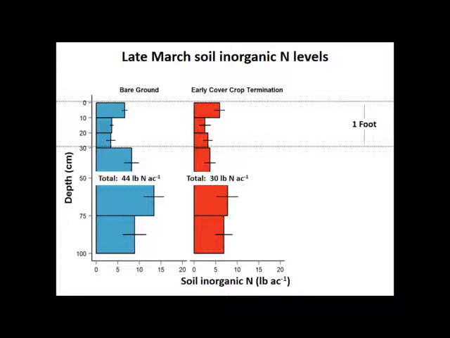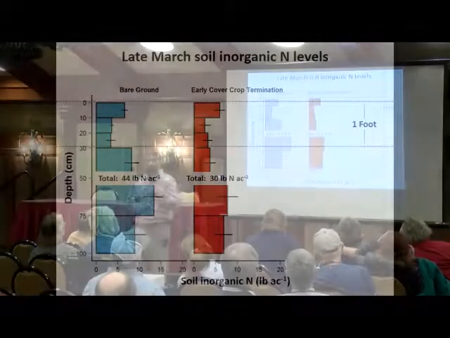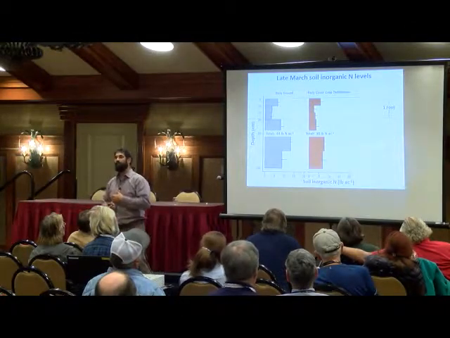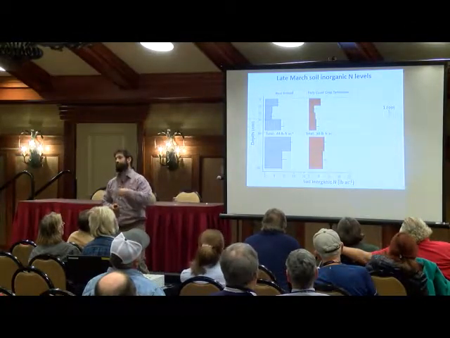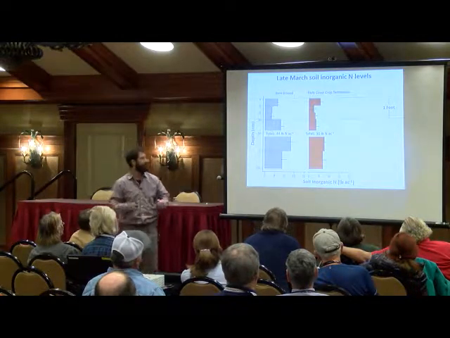Now you're at the spring and it's late March and you've got about 45 pounds of nitrogen in the soil. Compared to a small cover crop that was terminated at this time in March, you've got about 30 pounds of nitrogen. So rye is doing its job. It's scavenging nitrogen from the soil profile and preventing it from being lost into the groundwater or to be volatilized in the case of other pathways.